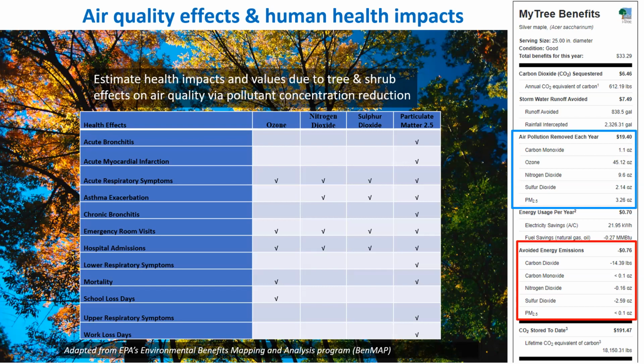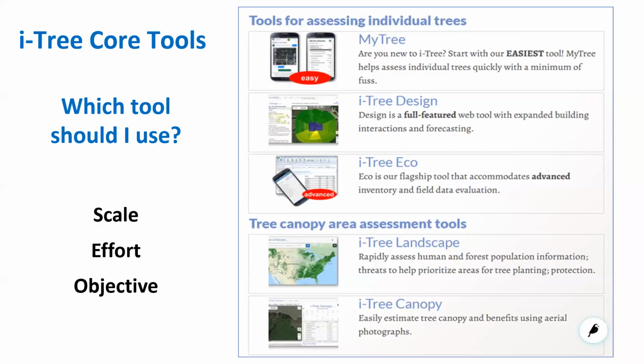So we have a set of core tools. We have 5 tools, and really the underlying science is the same for all of them, but which tool do I use? It really depends on the scale of your analysis area, whether you're looking at a city or a single tree, the amount of effort you have to put into this. Maybe you're just doing this one afternoon, or maybe you've really got a citywide initiative to analyze your trees. And then the objective: what are you trying to get across to people?